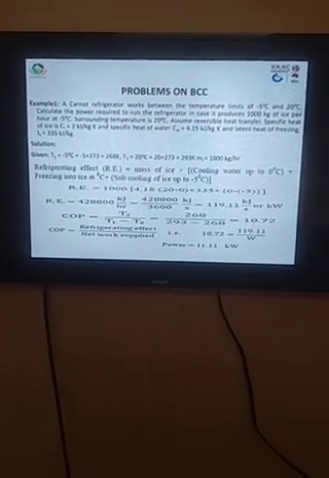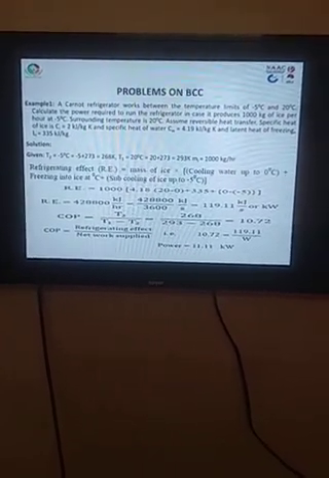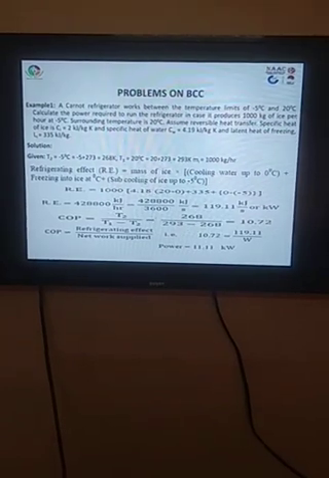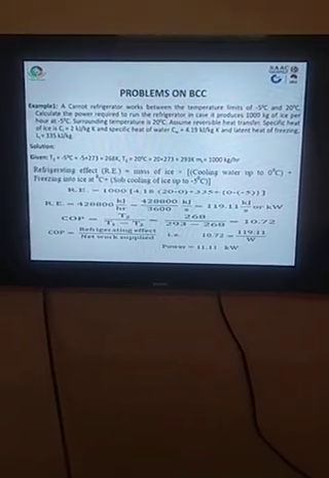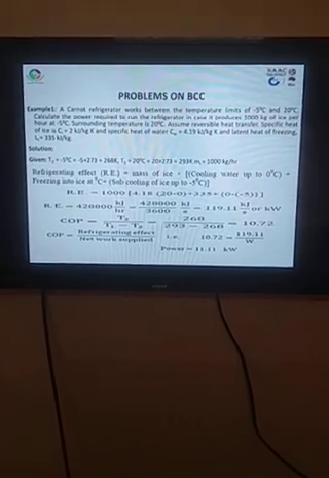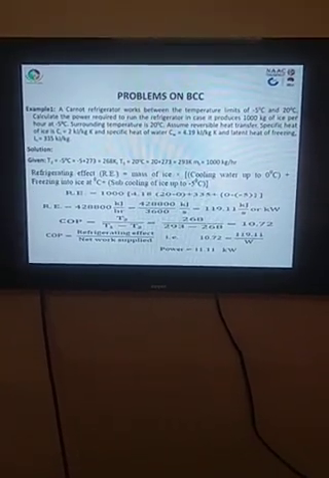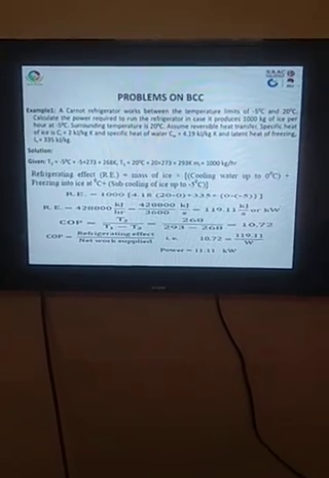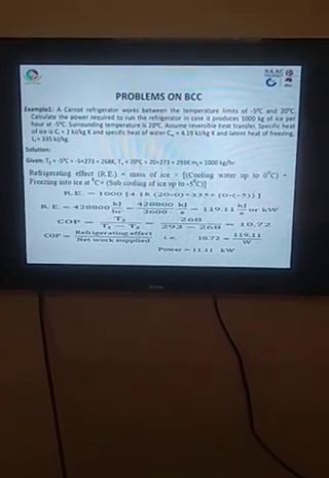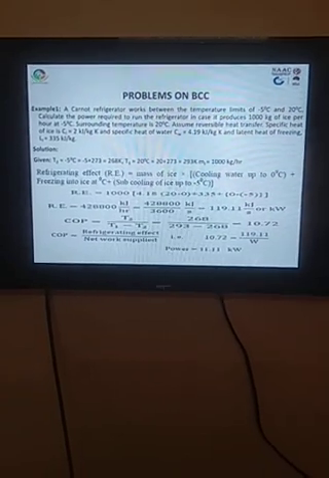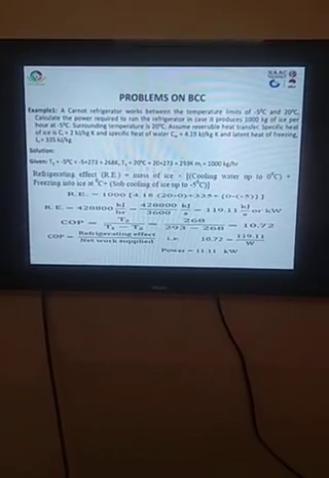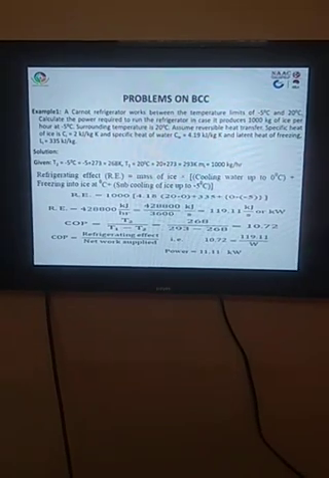So, we will take the first numerical. A Carnot refrigerator works between the temperature limits of minus 5 degrees centigrade to 20 degrees centigrade. Calculate the power required to run the refrigerator in case it produces 1000 kg of ice per hour at minus 5 degrees centigrade. The surrounding temperature is 20 degrees centigrade.